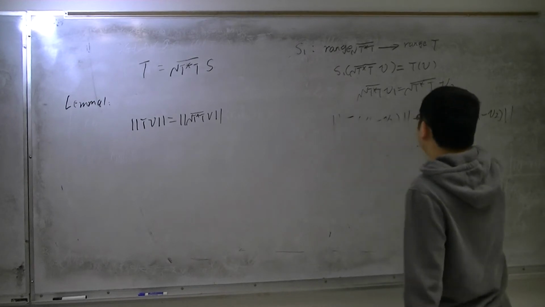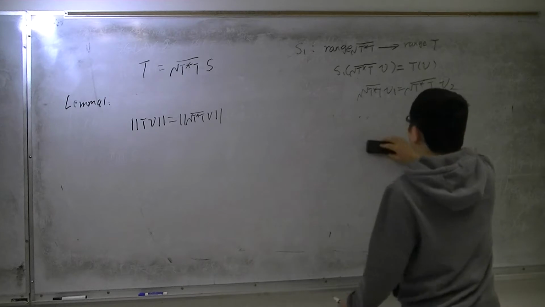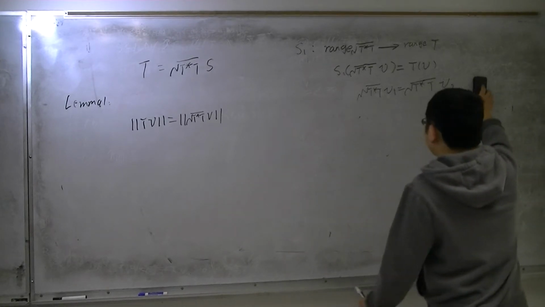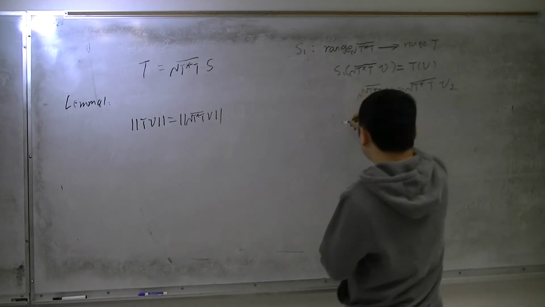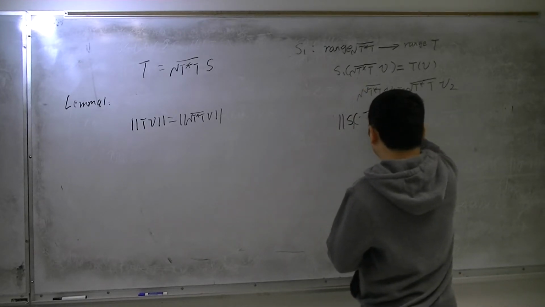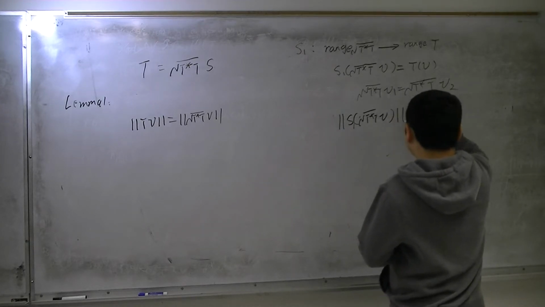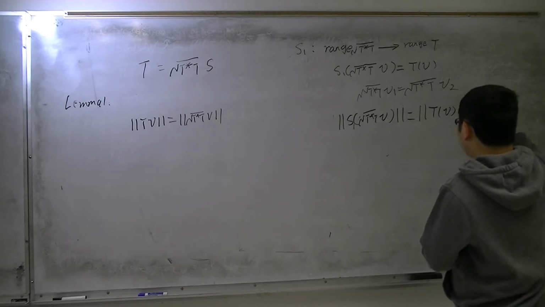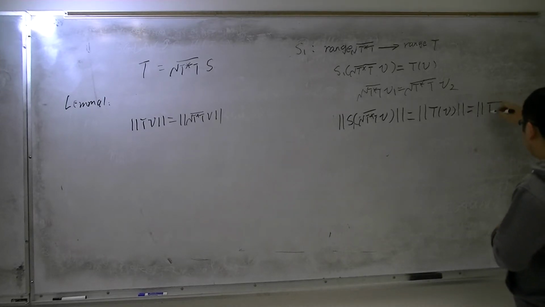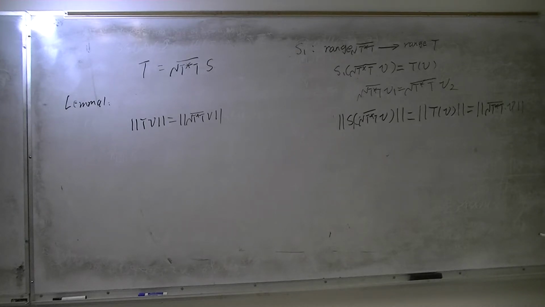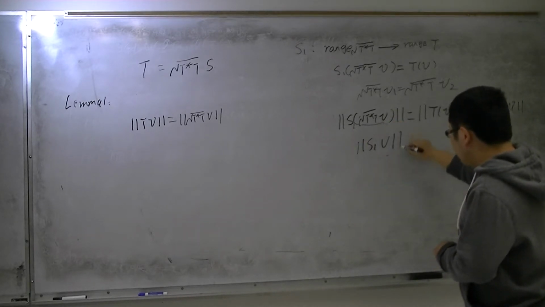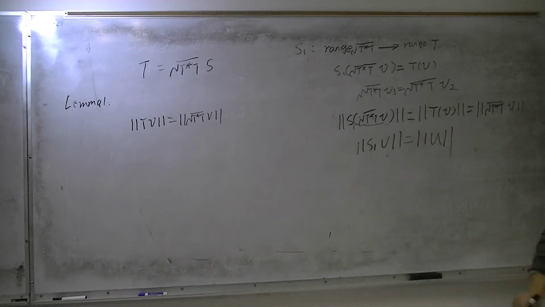So S1 is a linear mapping from this range to this range, and also from the condition we know that S1 of T star T V is equal to TV. I use U to denote this whole space, S1 U is equal to U. Yeah, the whole space.